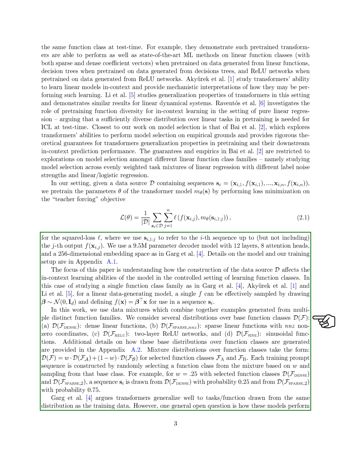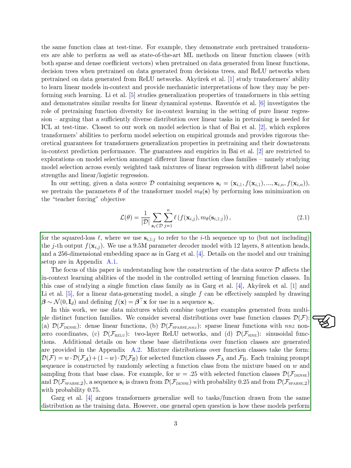Finally, we investigate how the construction of the data source affects the in-context learning abilities of the model. We use data mixtures which combine together examples generated from multiple distinct function families. We consider several distributions over base function classes: dense linear functions, sparse linear functions with non-zero coordinates, two-layer ReLU networks, and sinusoidal functions.